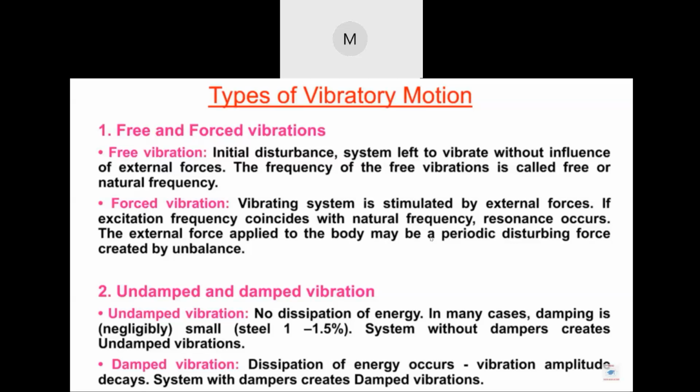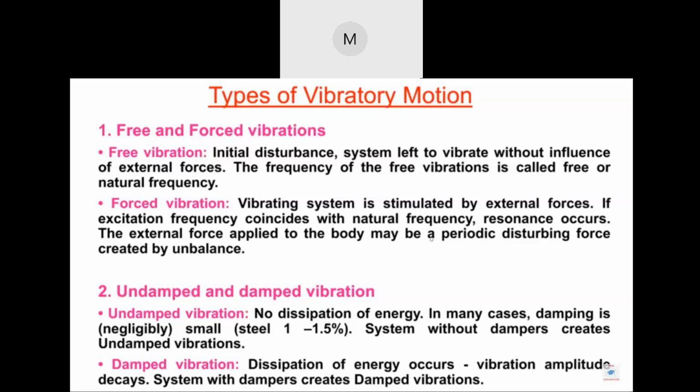What is free vibration? When initial displacement or disturbance is given to a system and the system is left to vibrate without influence of external force, this type of vibration is called free vibration. The frequency of this free vibration is called the natural frequency. What is forced vibration? When the vibrating system is stimulated by external forces, then this type of vibration is called forced vibration.